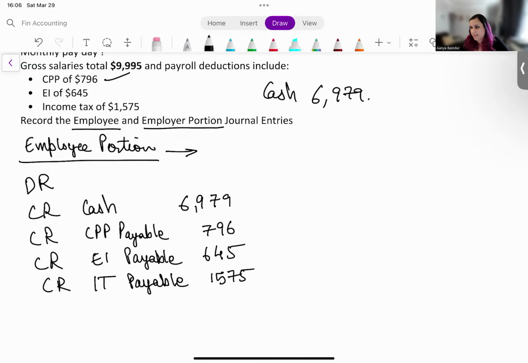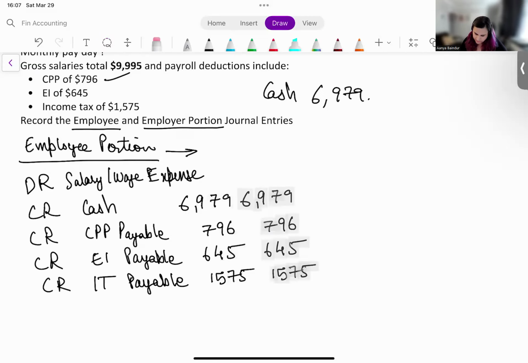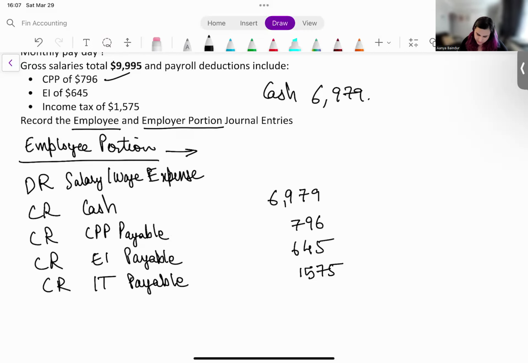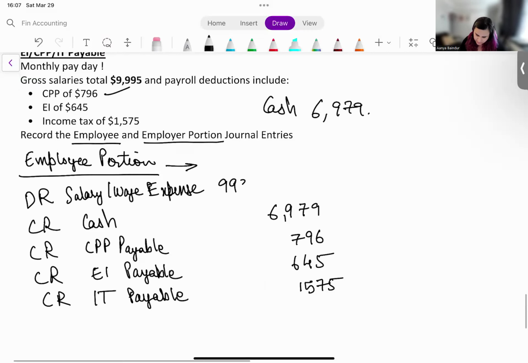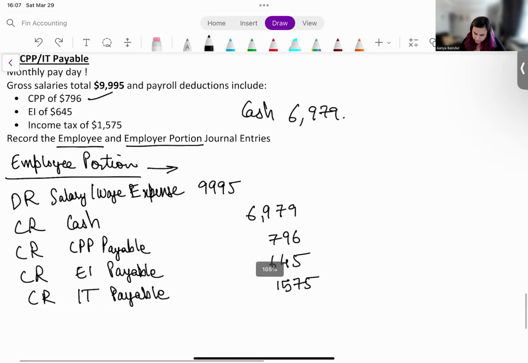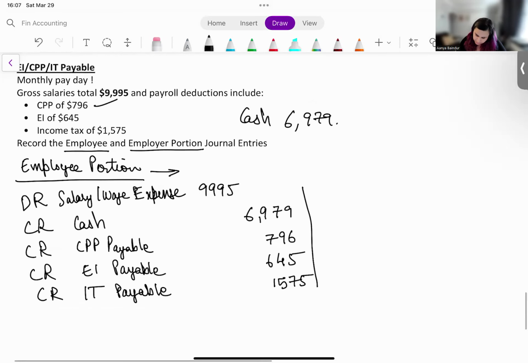Now, what is our debit in this case? We are paying our workers. So this is a wage or salary expense. And this amount will be for the gross amount of salary that we are paying them, which is 9995. Or simply add up all of these numbers and you'll get the same amount. This is the employee portion. Now let's go ahead and do the employer portion.